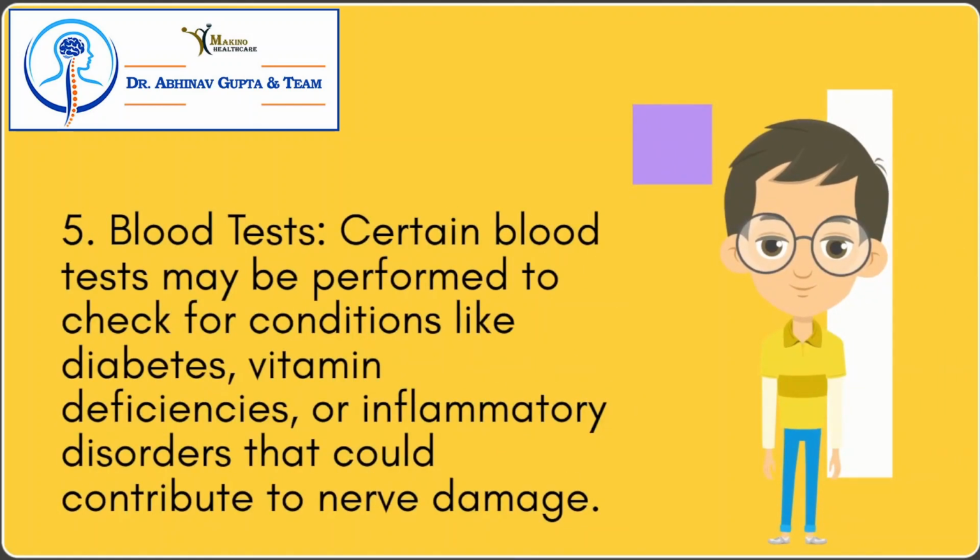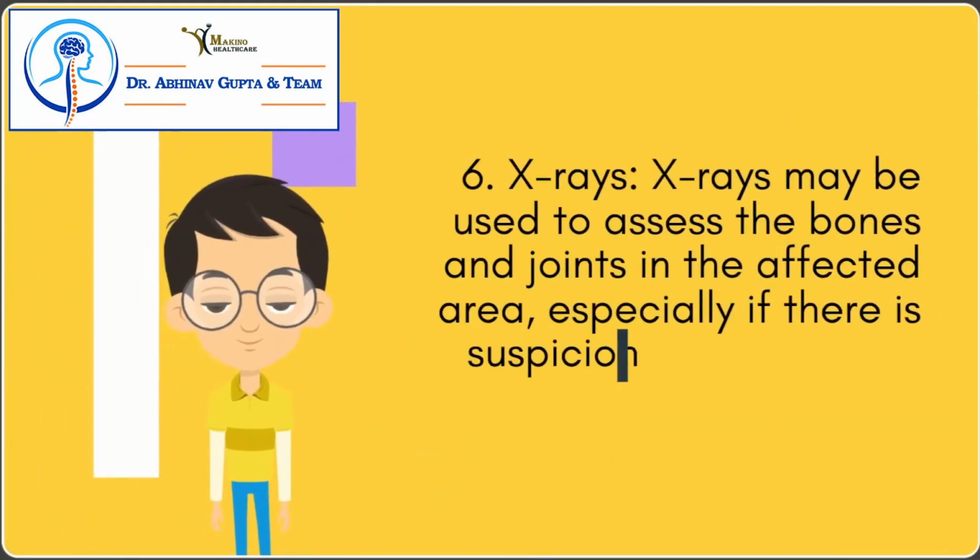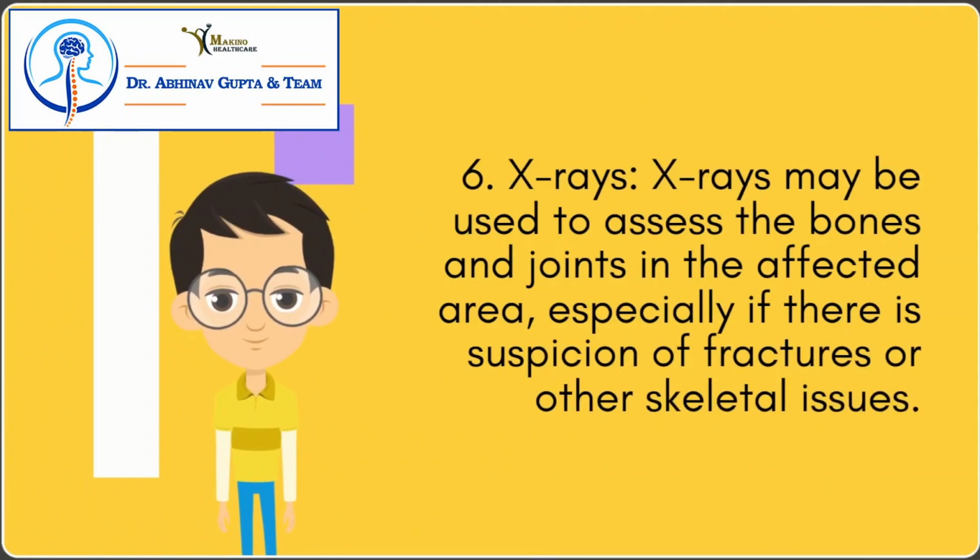5. Blood tests. Certain blood tests may be performed to check for conditions like diabetes, vitamin deficiencies, or inflammatory disorders that could contribute to nerve damage. 6. X-rays. X-rays may be used to assess the bones and joints in the affected area, especially if there is suspicion of fractures or other skeletal issues.